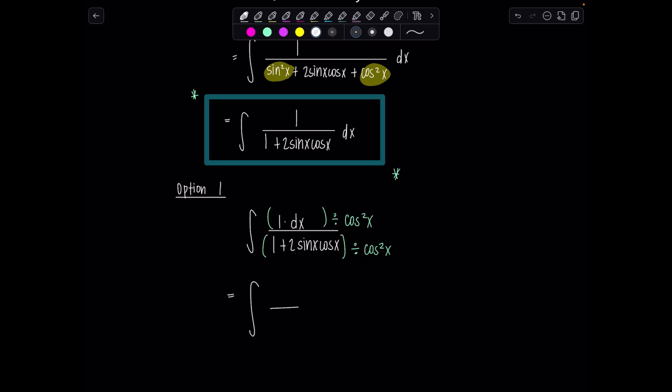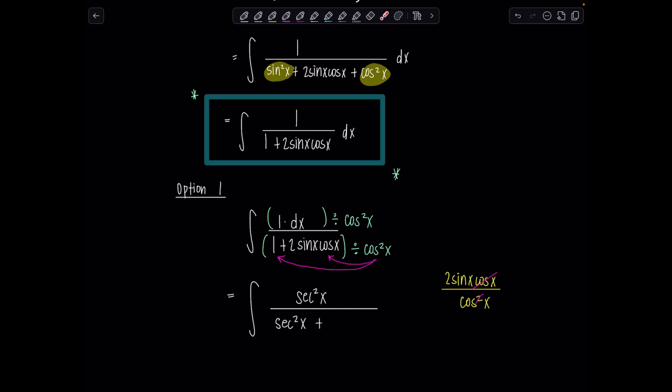In the numerator, 1 divided by cosine squared x is secant squared x. Down here, dividing by cosine squared x distributes, so this is secant squared x plus 2 sin x cosine x over cosine squared x. One of the cosines cancels, then you have 2 sin x over cosine x, which I can replace with 2 tangent x, and then here's my dx.